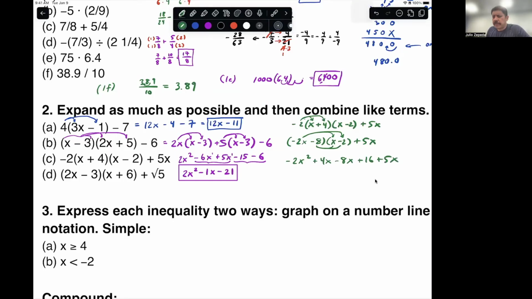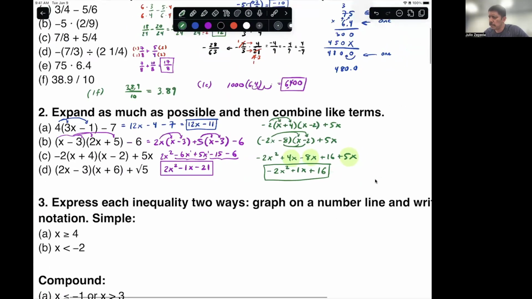And now we combine like terms. We get negative 2x squared. Let's see, 4x minus 8x plus 5x. We're going to combine all of these terms. Those are like terms. That is negative 4 plus 5. That's positive 1x plus 16. And that's our answer.